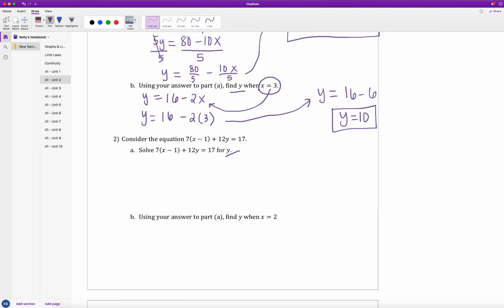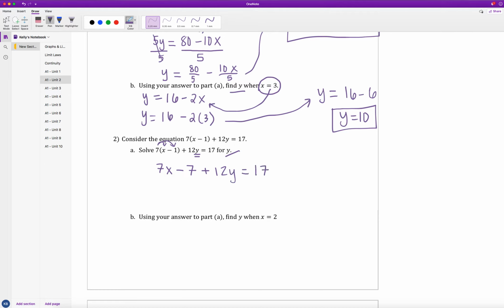So our goal is to get this y isolated by itself. So I need to get rid of this 7 times x minus 1, and I'll have to worry about how to move the 12 and get the y by itself. The first thing I do want to do is distribute this 7 though, because my final answer I want as simplified as possible, so I don't want any parentheses in it unless they're absolutely necessary. Because I can distribute this 7, I'll end up getting 7x minus 7, because I have to distribute it to both terms, plus the 12y is still there, equals 17.